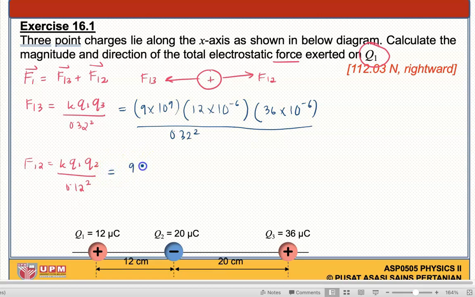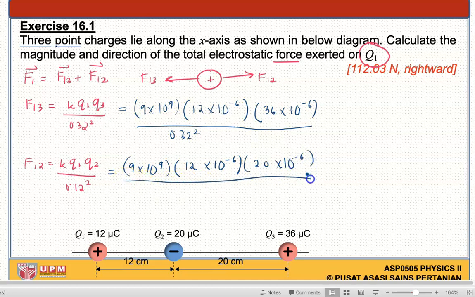And this one is 9 times 10 to the 9. What is Q1? Q1 is 12 microcoulomb, 12 times 10 to the minus 6. What is charge 2? It is 20 times 10 to the minus 6, over the distance between charge 1 and charge 2, which is 0.12 squared. We have decided that. Using my trusty calculator, I found that F13 is 150 newton and F12 is 37.97. Now, since these forces are acting on the same axis, do I have to resolve them? The answer is no. I can just immediately solve it.